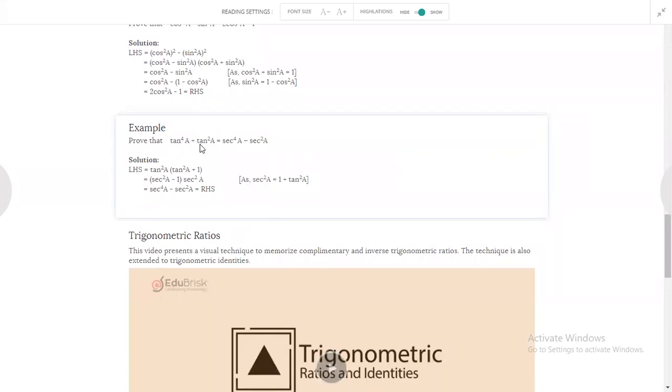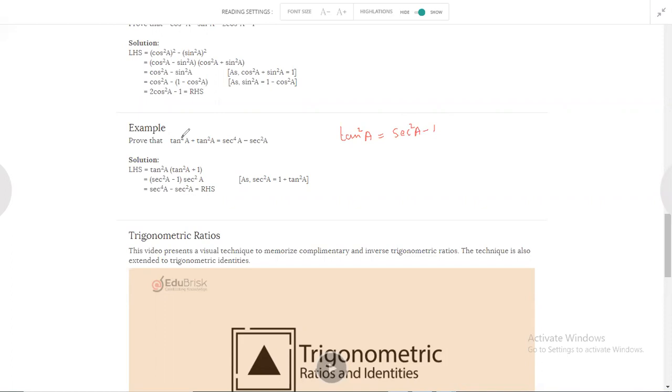Tan raised to 4a plus tan square a is equal to sec square a into sec to the power 4a minus sec square a. As we discussed before, here also the LHS is purely in terms of tan and the RHS is purely in terms of sec. So it is obvious that we need to convert tan to sec. And we have the identity tan square a is equal to sec square a minus 1.